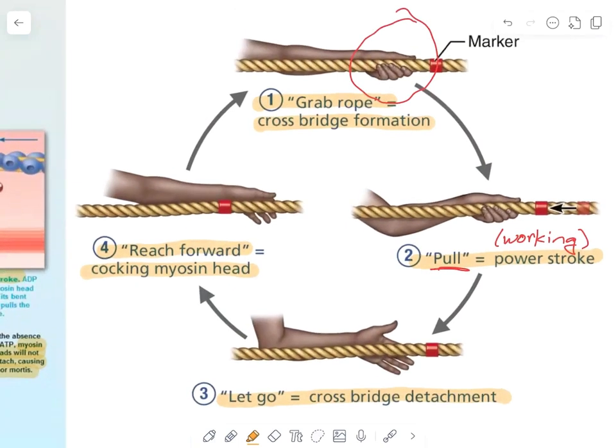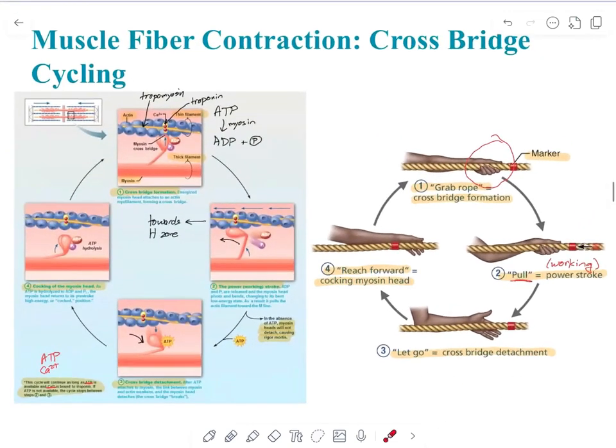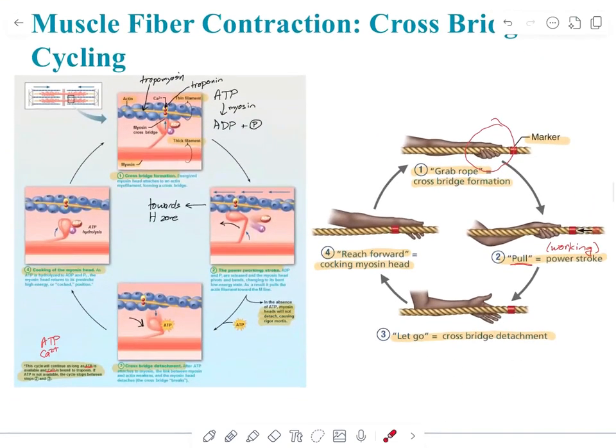So you can see this is the marker. The person grabbed the rope right before the marker, pulled the rope towards them, then released, and then grabbed another part of the rope further ahead of the marker. So this is exactly what the myosin does when it starts to pull the actin inward towards the H zone.